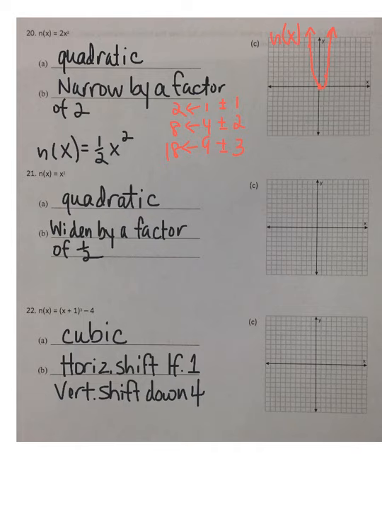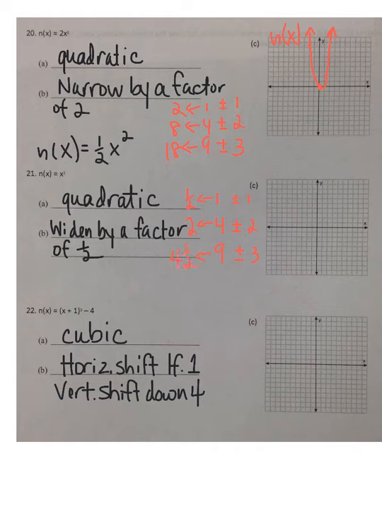All right, so similarly, I'm going to do the same thing with number 21, but now I'm widening by a factor of 1/2, in which case my 1, 4, and 9 are going to get multiplied by 1/2 or divided by 2. So 1, if I divide that by 2, is 1/2. 4, if I divide it by 2, is going to be 2. And 9, if I divide it by 2, is going to be 9/2, which is 4.5.